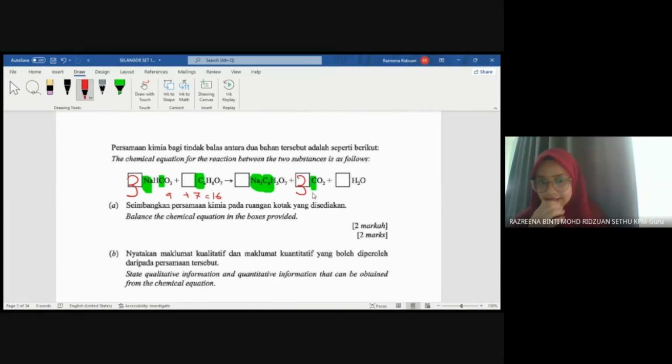Okay, next here you have oxygen has 7 here. 3 times 2, 6. So how to make this equivalent to 17? So it is balanced. Okay, so this one you can leave it empty. You don't have to write anything, because it's already balanced.